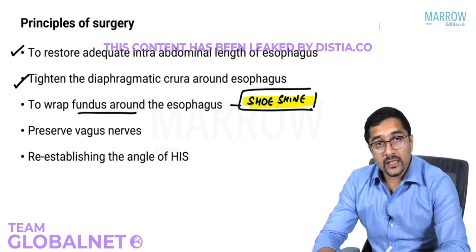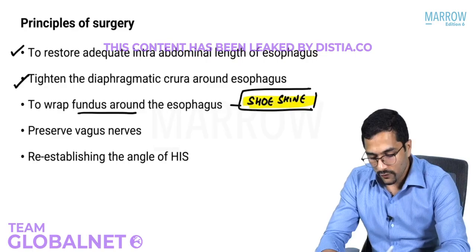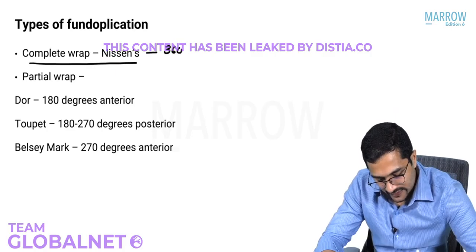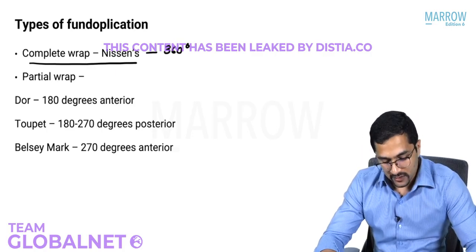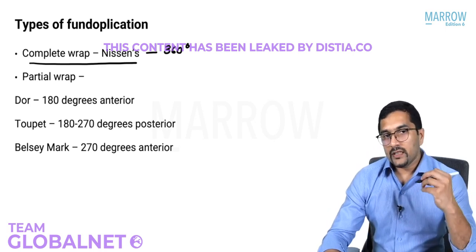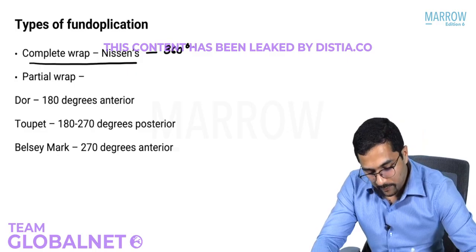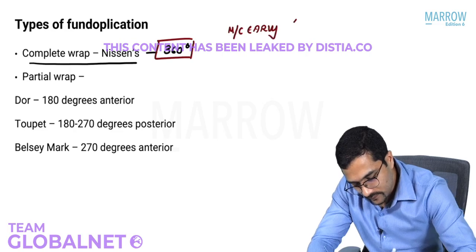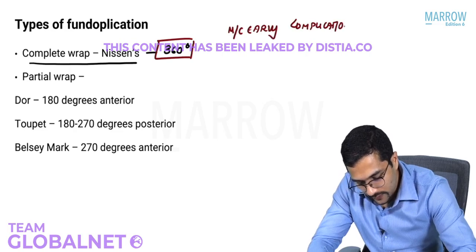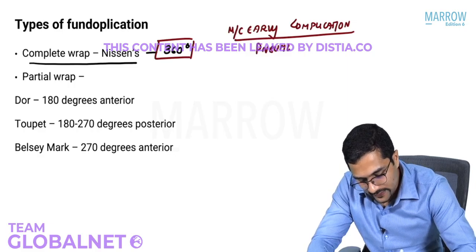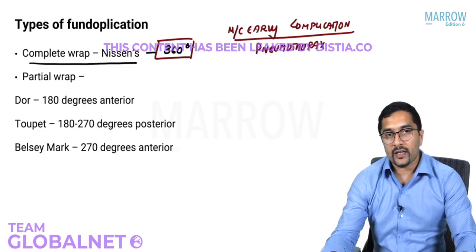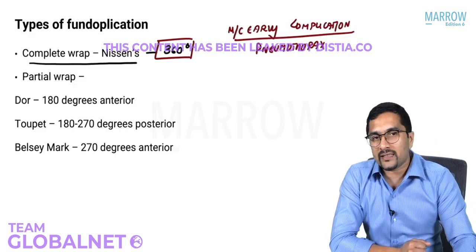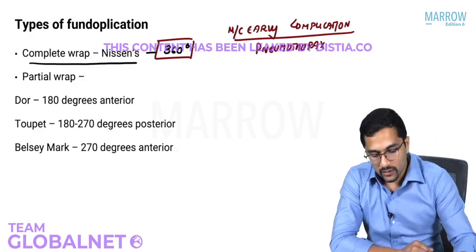Now, the types of fundoplication. The most common fundoplication is a total fundoplication, that is a complete wrap. Nissen's is a complete wrap, a 360-degree wrap. Now, the problem with Nissen's fundoplication is that this is a complete wrap. The most common early complication is pneumothorax, and this can occur because we do this surgery laparoscopically, and through the hiatus, gas can escape out into the pleural space. The most common intraoperative complication can be pneumothorax.